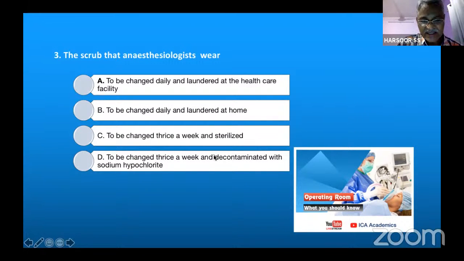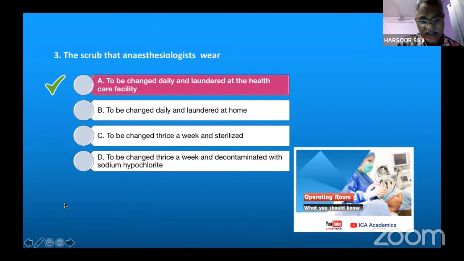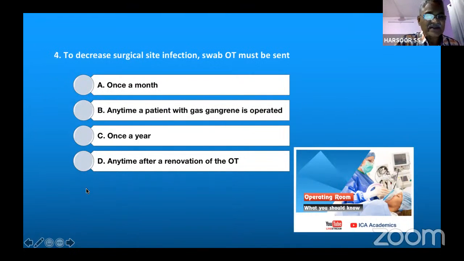Answers are appearing in the chat box. A. Okay, A, right. I think almost all of them are agreeing with the right answer. I'm very happy that Priyam Saikia was able to drive home the point that it should be changed daily and laundered at the healthcare facility itself. There is no need to take it home. Okay, that's a nice thing.